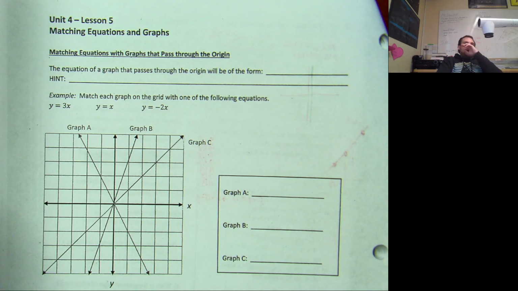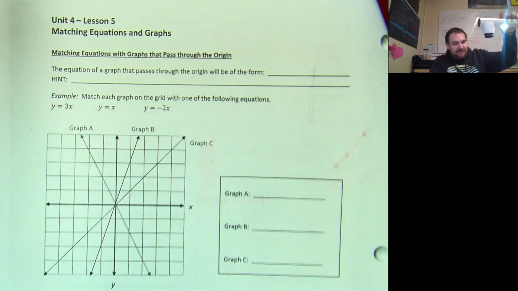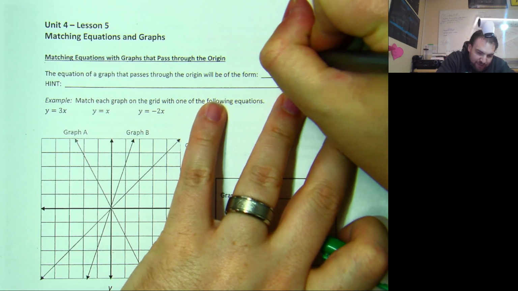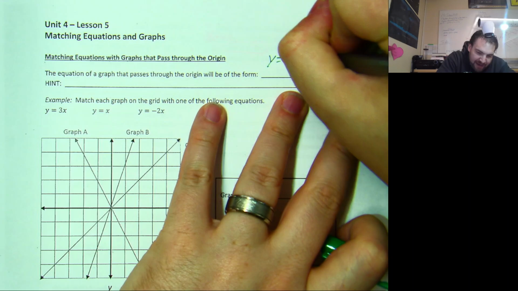Okay, so here we go. We want to match the equations with the graphs, and these ones we're going to pass through the origin. Sometimes they're not, but passing through the origin is relatively easy. The equation of the graph that passes through the origin will be of the form what? Yes, Carolyn. It's just going to be something like this. Y equals mx.